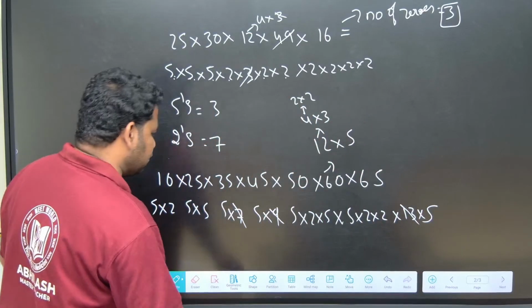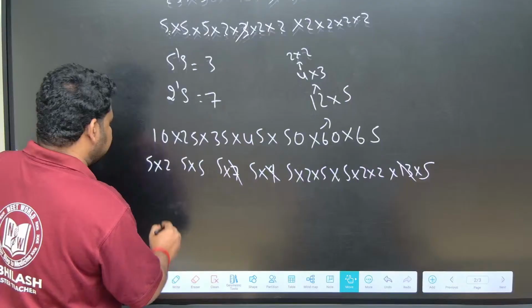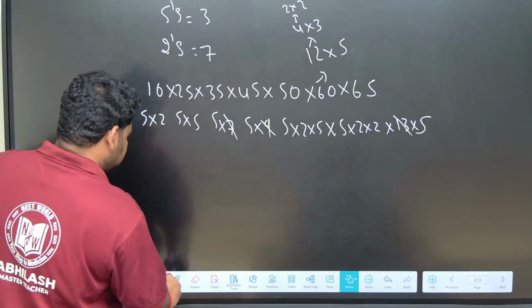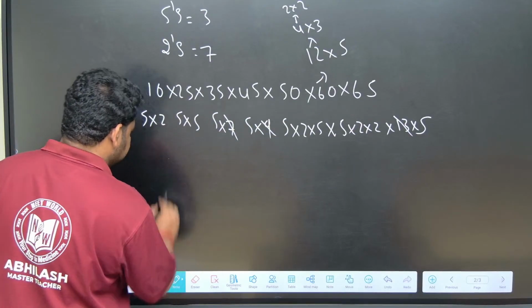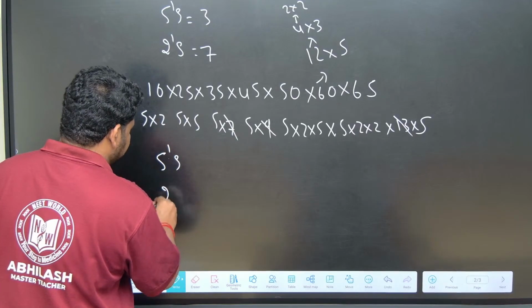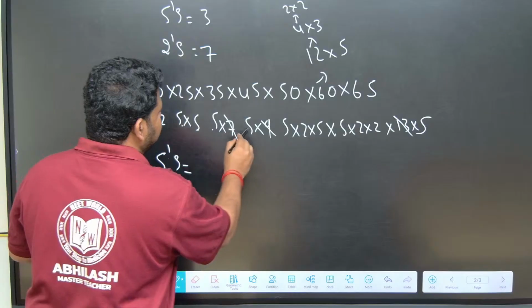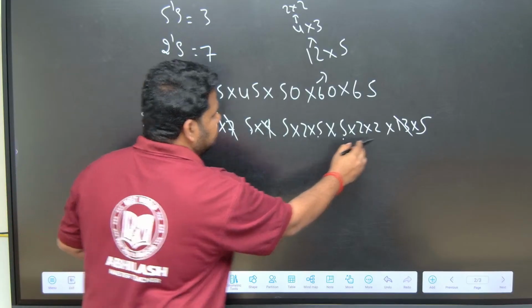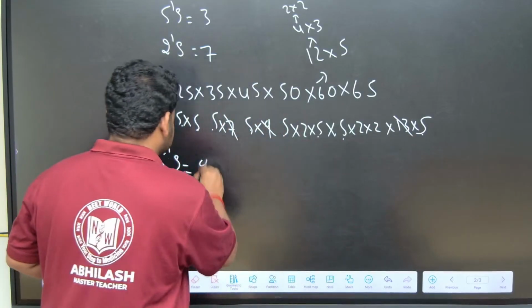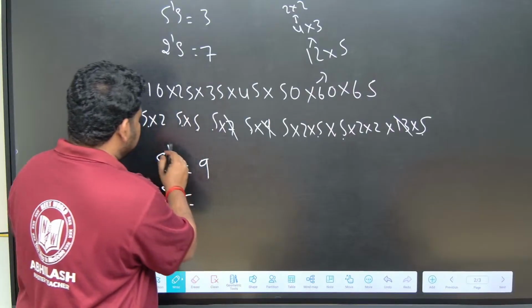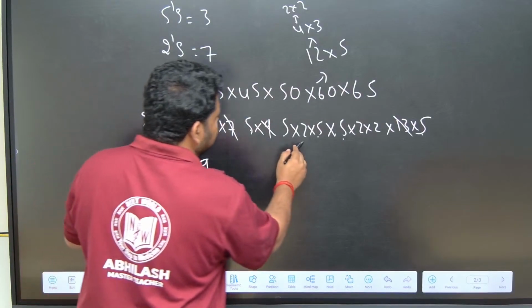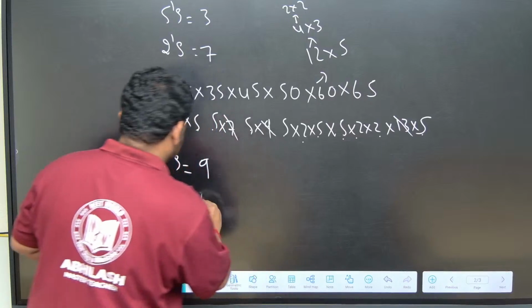Now let me count the number of 5's and the number of 2's. 5's will be how much? 1, 2, 3, 4, 5, 6, 7, 8, 9. There are 9 5's. What about 2's? 1, 2, 3, 4. There are 4 2's.